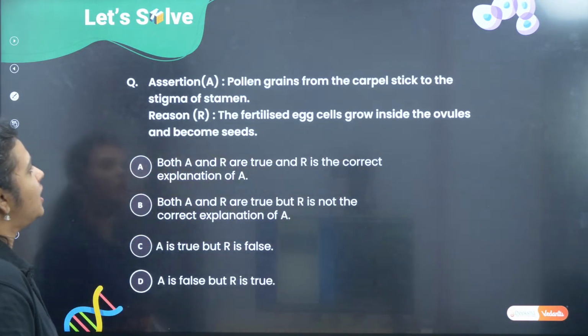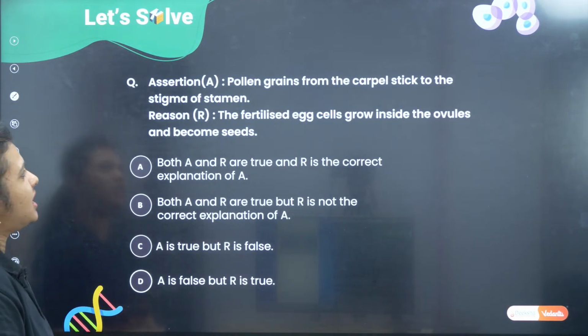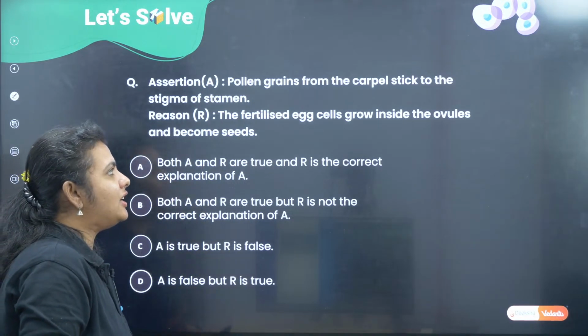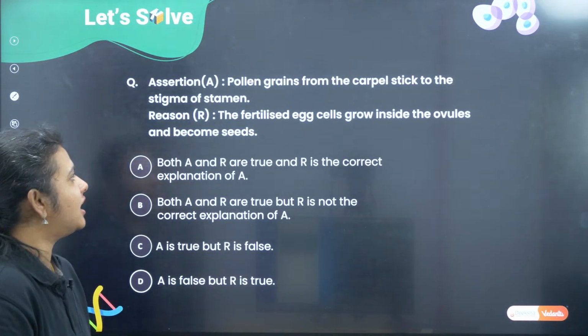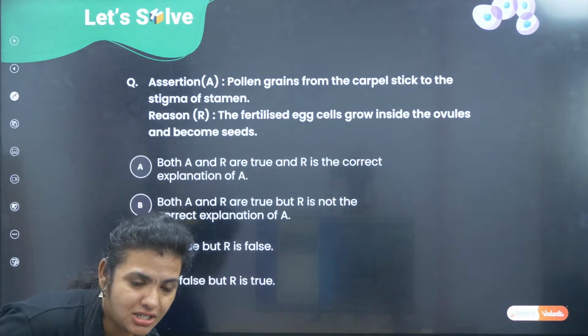Very good. Okay. Next assertion: pollen grains from the carpel stick to the stigma of the stamen. The reason says fertilized egg cells grow inside the ovules and become seeds. Okay, so it's a simple question.